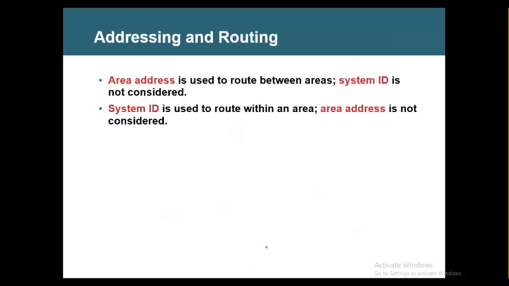Addressing and routing. Area address is used to route between areas, where system ID will not be considered. If you are routing between areas, what is considered is the area ID. But system ID is used to route within an area. Area ID is not considered.